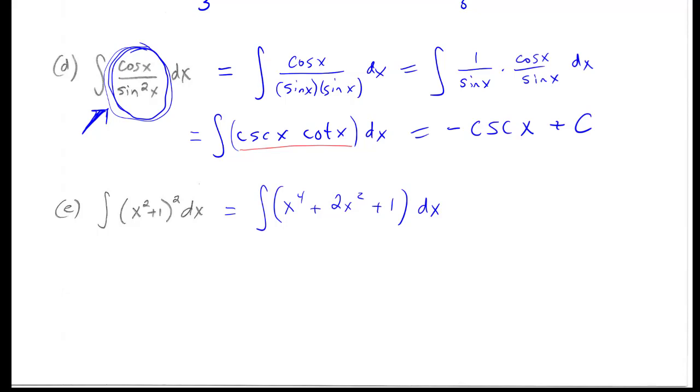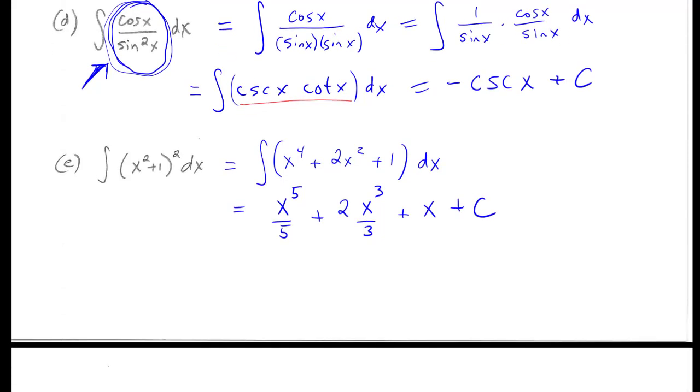And I know that if I have just a polynomial, that should be fairly easy to integrate. Because I just do x to the 4th gives me x to the 5th over 5 plus 2 x squared gives me x to the 3rd over 3. And x gives me just x. And then add a plus c. And again, some people might like to write it instead as 1/5 x to the 5th plus 2/3 x to the 3rd plus x plus c. Both are fine, depends on what you like to look at.